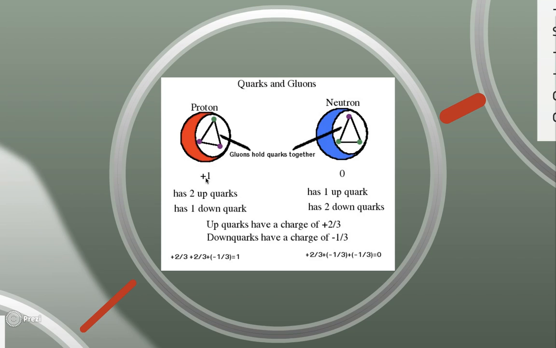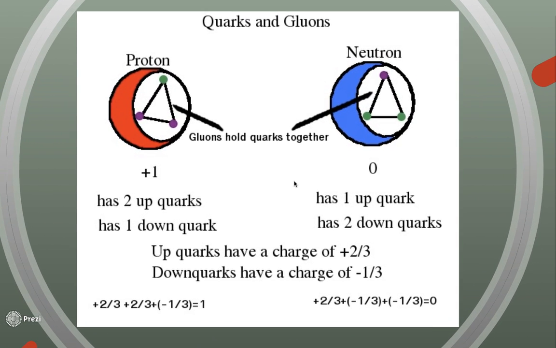Now, how do we get the charge of +1? Well, that's because up quarks have a charge of positive 2/3. Down quarks have a charge of negative 1/3. So when we add those together, if you have 2 of the 2/3 charges and 1 of the negative 1/3, you're going to get 1. So that's where the 1 comes from.